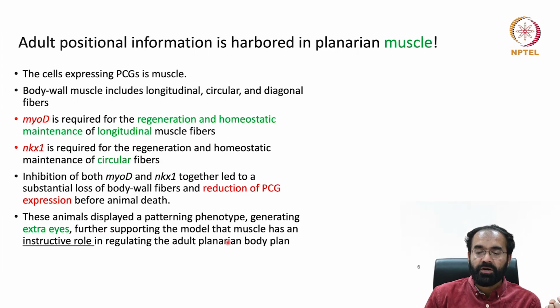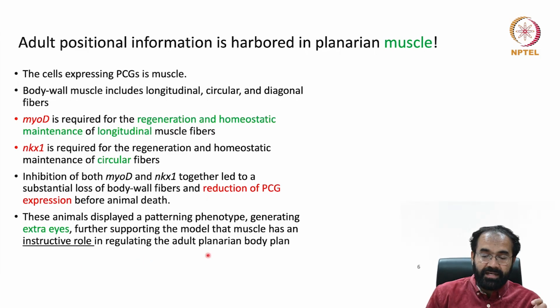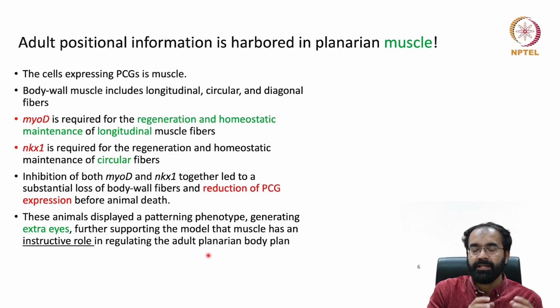Further supporting the model that muscle has an instructive role. It is telling the instructive role in regulating the adult planarian body plan. So the muscles being static in nature, they are the best candidate to harbor this position control gene. Gene means position control protein. They are the ones which give the guidance to the migrating cells, migrating neoblast cells.